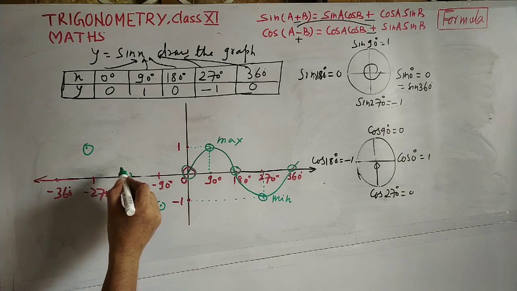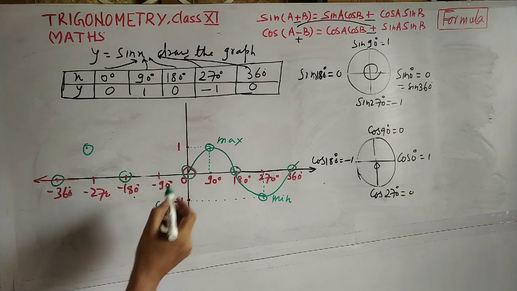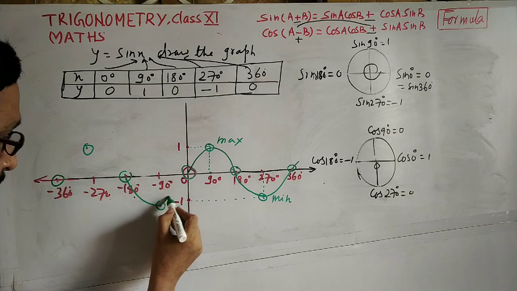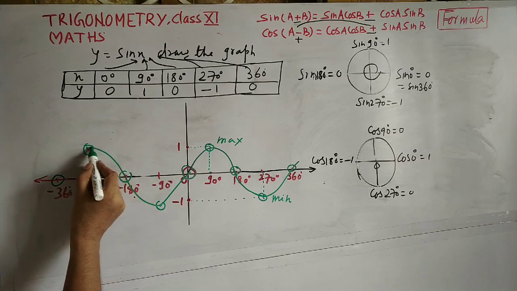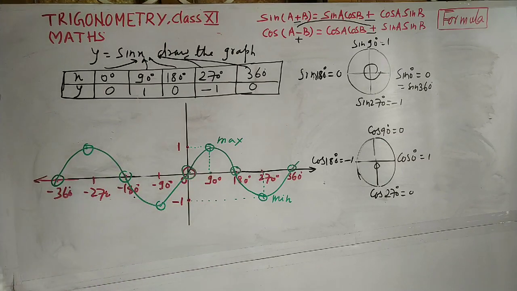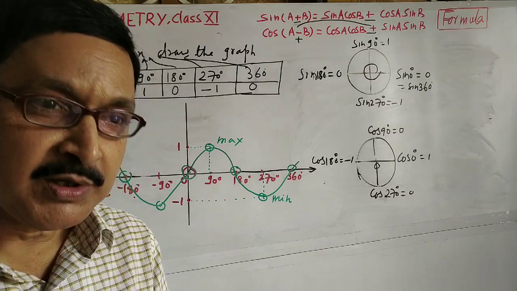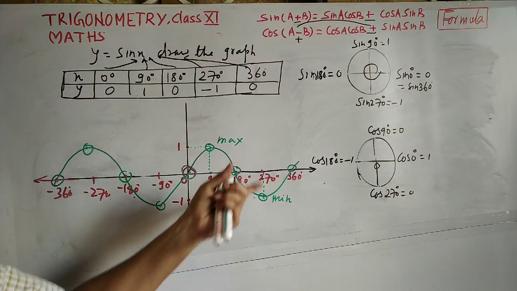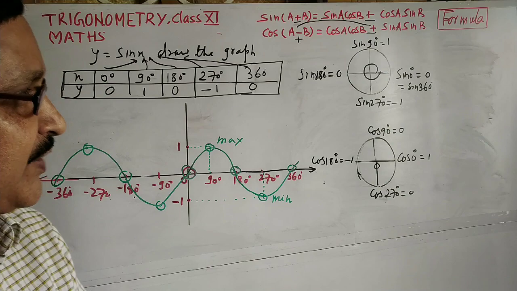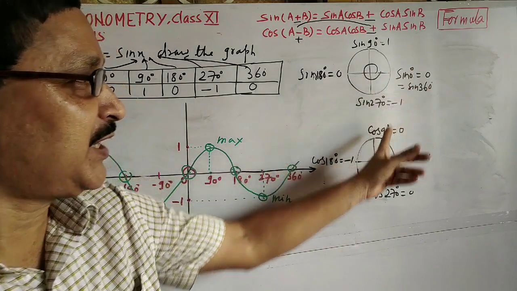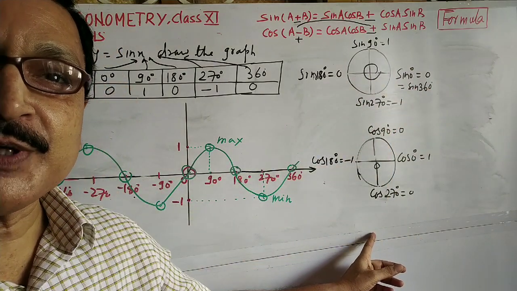Now this is 0, 0. So join this symmetrically. So you have successfully drawn the graph of the sine function. Likewise the other graphs can be drawn. So this table, never forget this system. This will help you a lot.